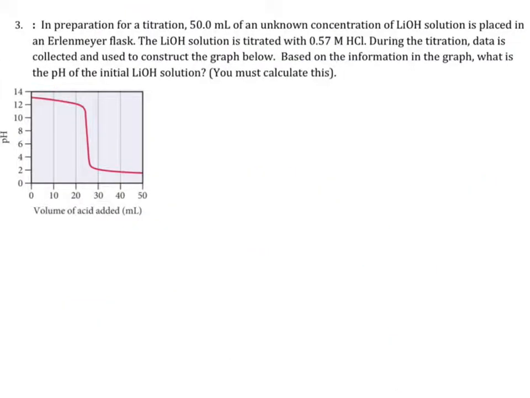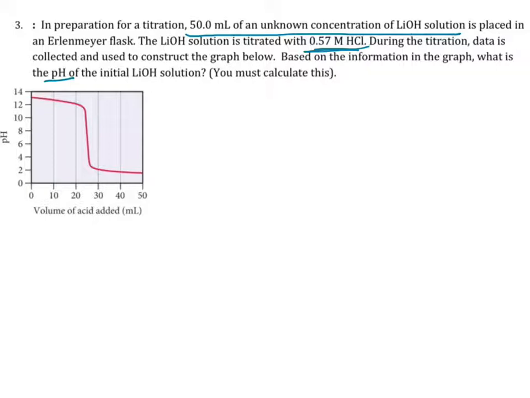All right, let's go ahead and do this next one now. In preparation for a titration, 50 milliliters of an unknown concentration of lithium hydroxide, so this is our unknown, is placed in an Erlenmeyer flask. The lithium hydroxide is titrated with this concentration of hydrochloric acid. And during the titration, the data is collected and is graphed below here. Based on the information in the graph, what is the pH of the initial lithium hydroxide?